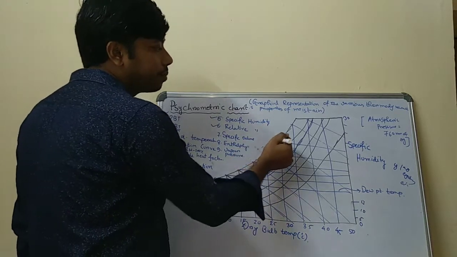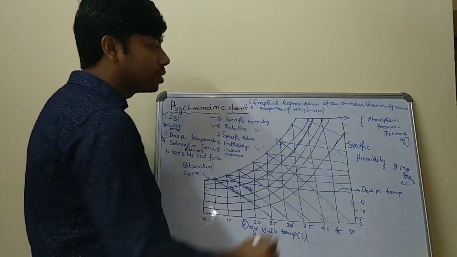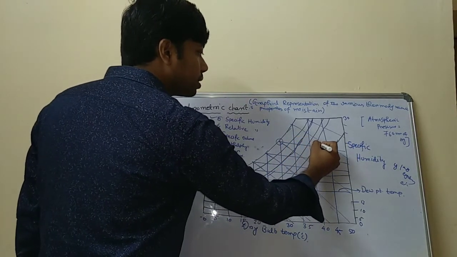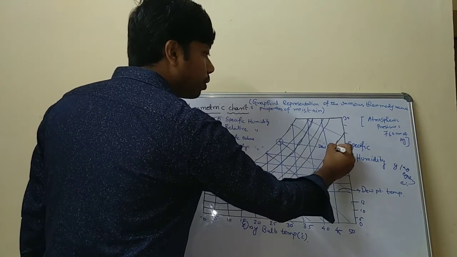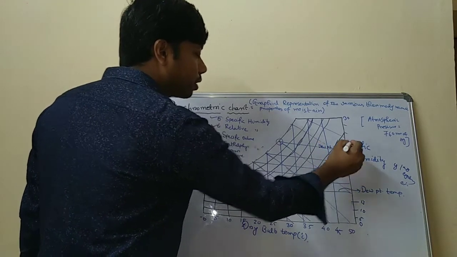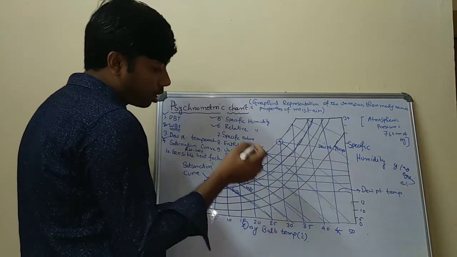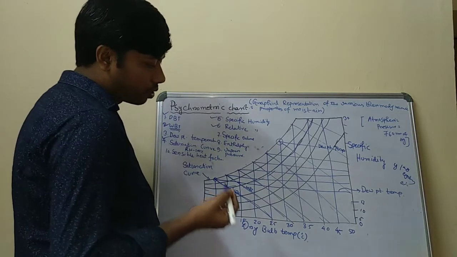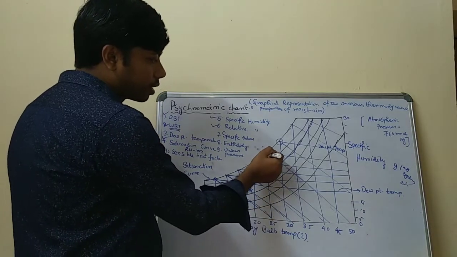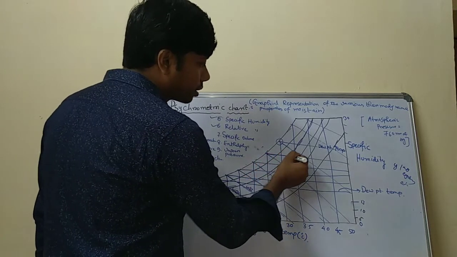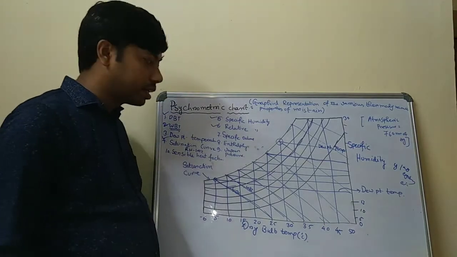Now, if you draw a line parallel to the dry bulb temperature and it reaches up to the specific humidity line, this point is basically your dew point temperature. Similarly, you can also draw the line corresponding to the dry bulb temperature. So for 25 degree, this line gives you the dew point temperature, where it cuts the specific humidity line.